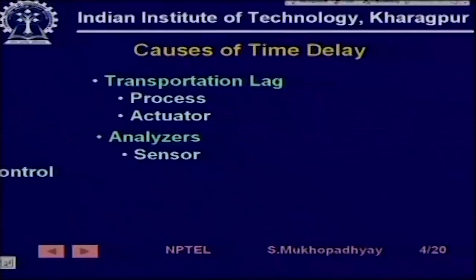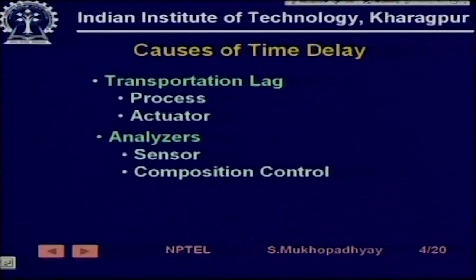Apart from transportation lag, there are situations where delays are caused also in the sensors. For example, especially in composition control, sometimes you have analysis instruments called analyzers in the loop. They give you various properties of liquids, such as the percentage of a particular ingredient of the composition, something like a gas chromatograph. And these instruments, by their very nature, sometimes involve delays. So sensors can also involve delays.